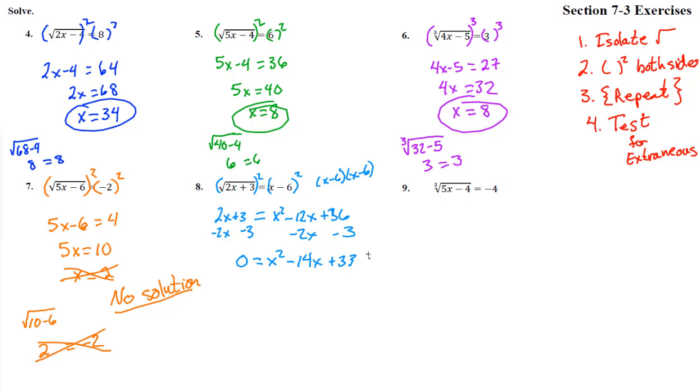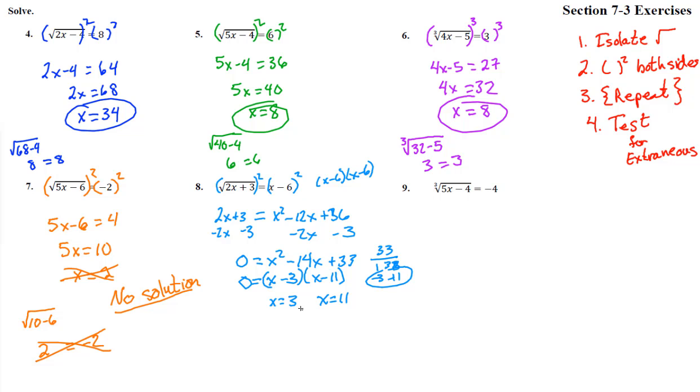Okay, factor this. Let's think, what times is up to 33? 1 and 33, or 3 and 11. Oh yeah, that'll do it. That'll give us a negative 14 right there. So we get x minus 3, x minus 11 equals 0. And that gives us x equals 3 as an answer and x equals 11 as an answer.